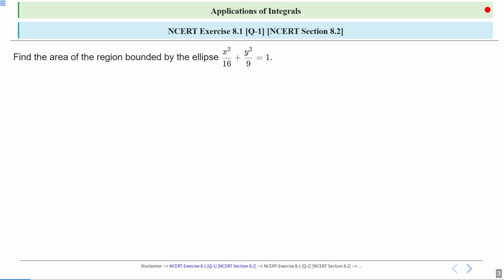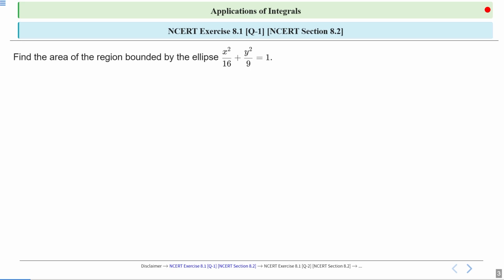this graph. Okay, and we know that there are two types of ellipse, one with a horizontal major axis and one where the vertical axis is the major axis. The equation is of the form x square by a square plus y square by b square is equal to 1, where a greater than b, then it is of horizontal type, where the x axis is the major axis. Okay, and if the equation is of the type x square by b square plus y square by a square is equal to 1 and a greater than b, then the major axis is the y axis.